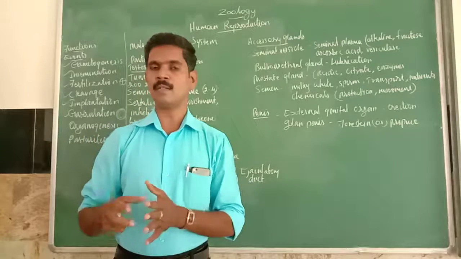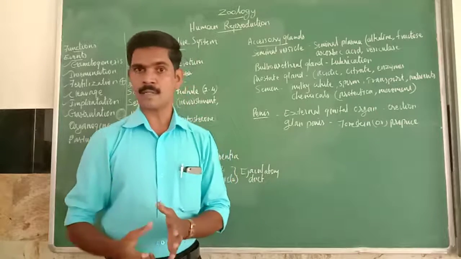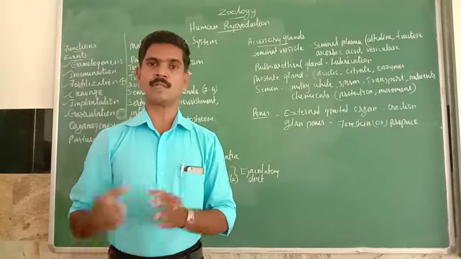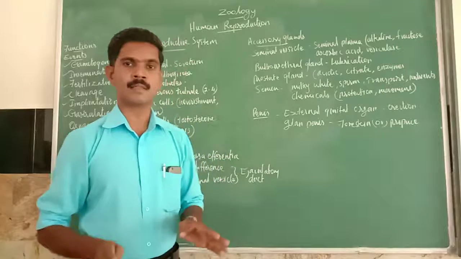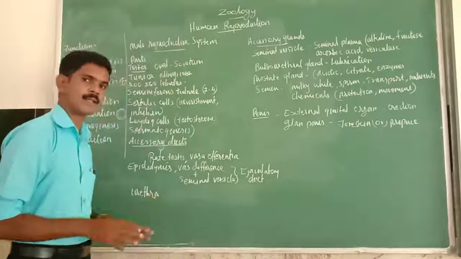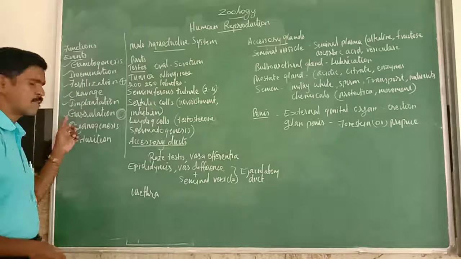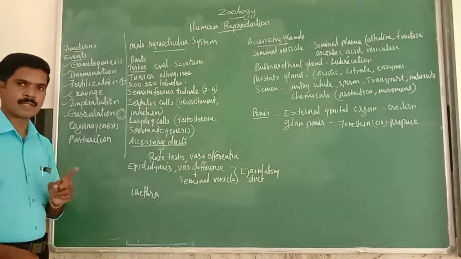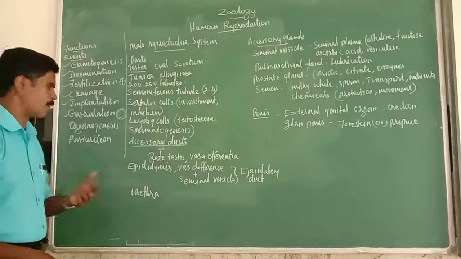So when the blastocyst is converted into gastrula, immediately all the 3 germ layers are also formed inside the gastrula. So gastrulation means the process of conversion of blastocyst into gastrula.